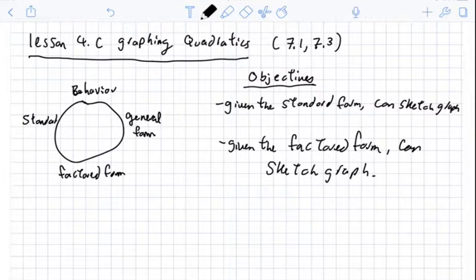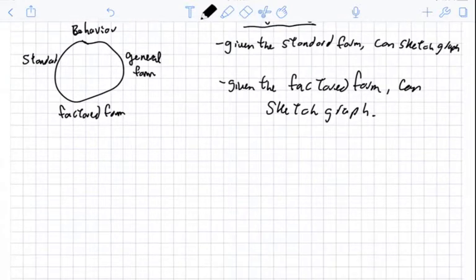Okay. So here we are trying to graph parabolas. Graph quadratics. The objectives on this are, given the standard form, you can sketch the graph. Given the factored form, you can sketch the graph. It's not tricky. We'll show you. So let's start.